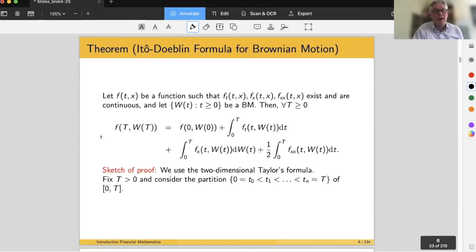So how does this come about? Well, how do we prove that? It can all be done in a rigorous way, but we will only sketch a proof. And the basis for this proof is the two-dimensional Ito formula. So let's look at it. As a sketch, we fix a final time capital T greater than 0, and we consider a partition as follows. Again, t_0 is equal to 0, less than t_1, less than t_2, less than t_3, up to t_n, which is equal to T. That is a partition from 0 to T.